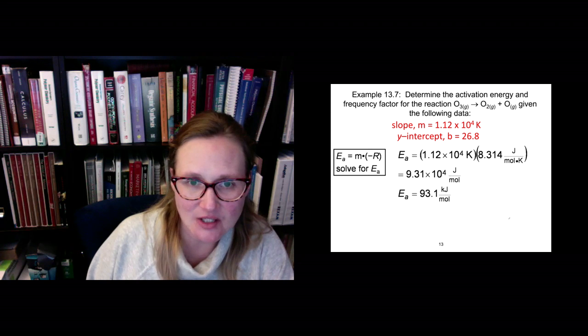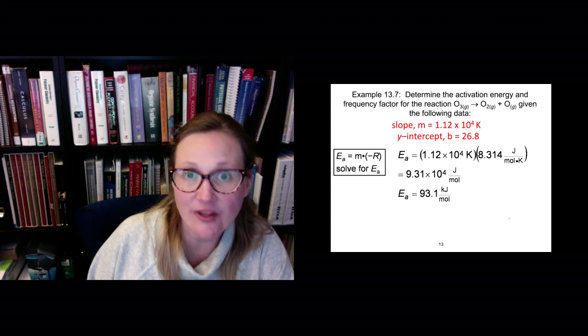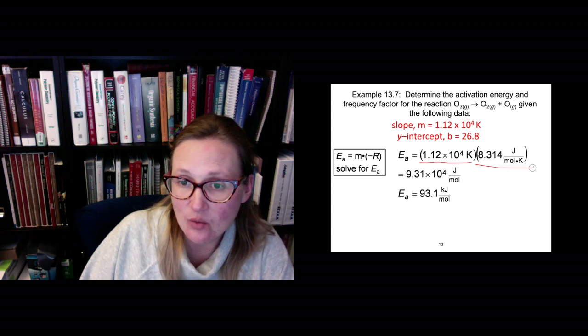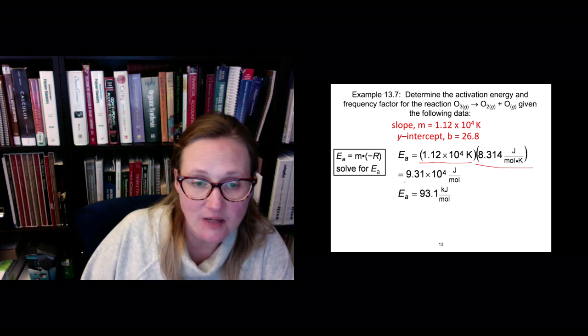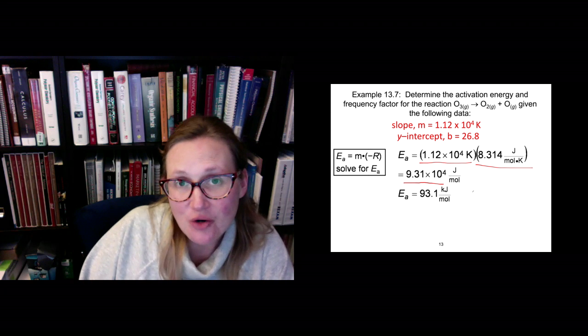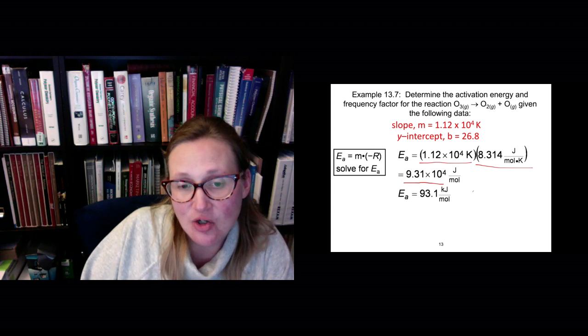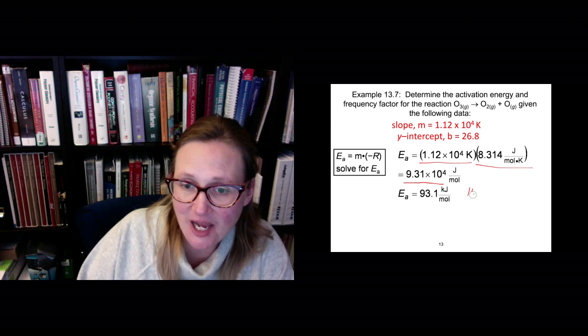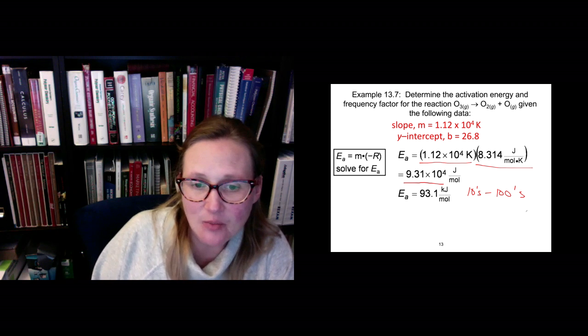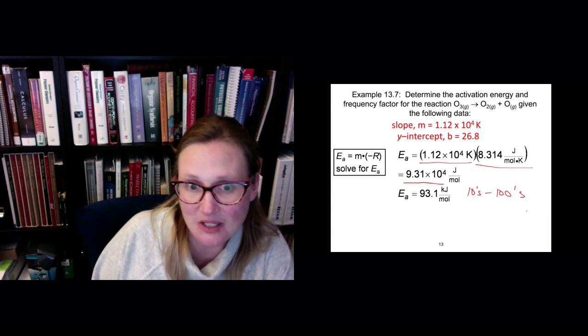All right, so given the slope and the y-intercept, first let's solve for the activation energy. We have our slope times our gas constant. That gives us 9.31 times 10 to the fourth joules per mole. But what you'll notice is that activation energy is usually measured in kilojoules per mole, and it really can range from tens to hundreds of kilojoules per mole. So 93.1 kilojoules per mole is right in the range of what we would expect an activation energy to be.